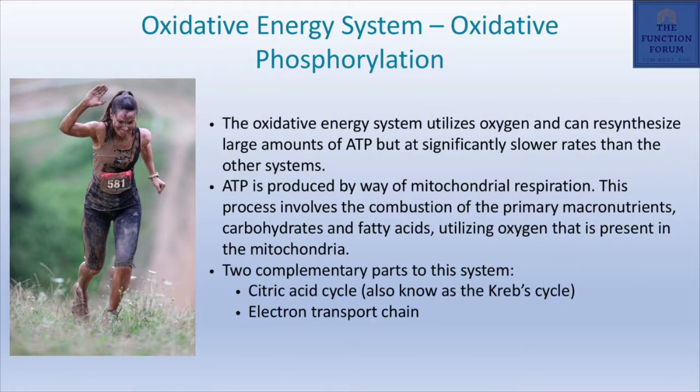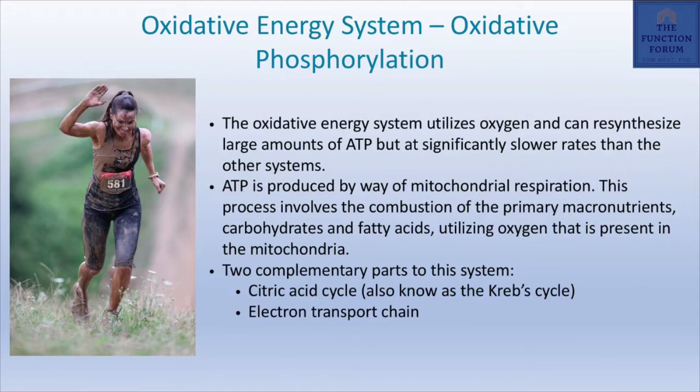The ATP is produced in the mitochondria by a process that's called mitochondrial respiration. So the reason why, again, we see so many mitochondria found in skeletal muscle is because this method of ATP synthesis is going to be really key to their functioning.